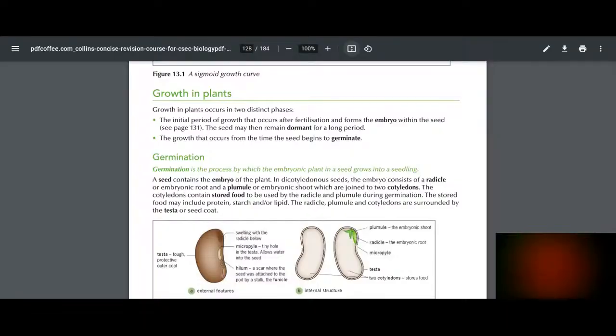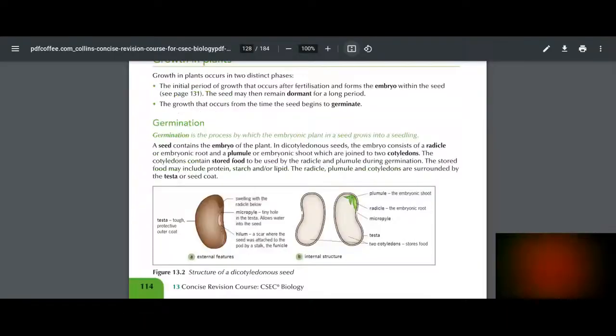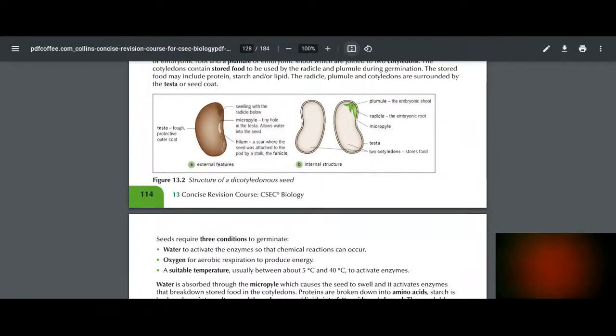So, germination. What is germination? Germination is the process by which an embryonic plant in a seed grows into a seedling. So germination is basically the process by which an embryonic plant in a seed grows into a seedling.